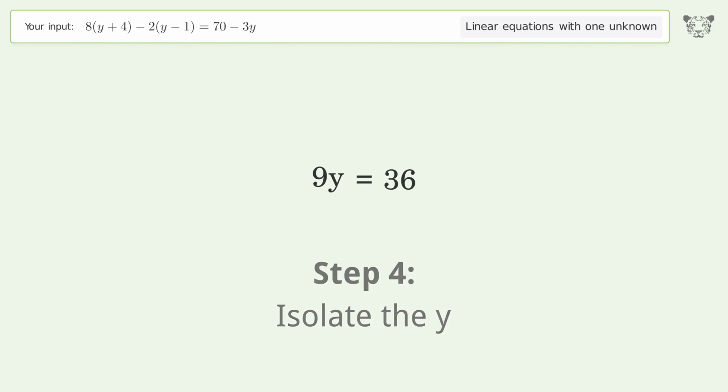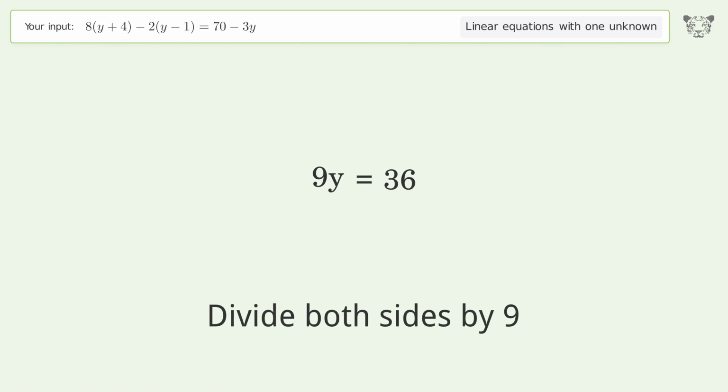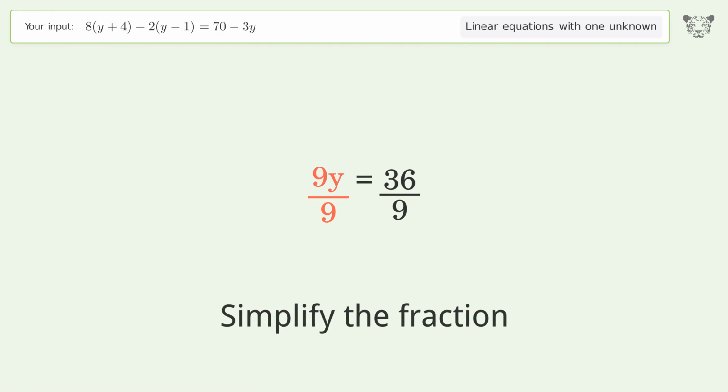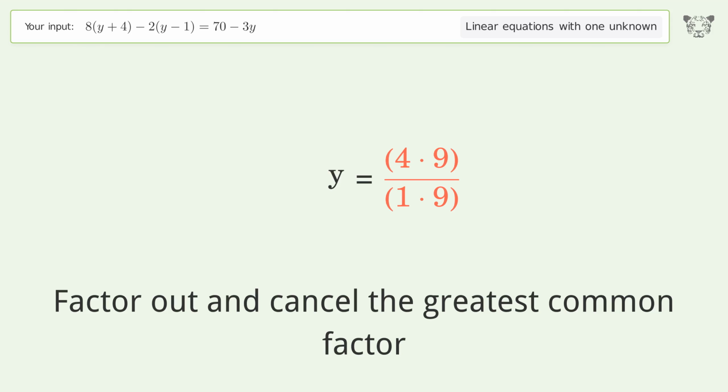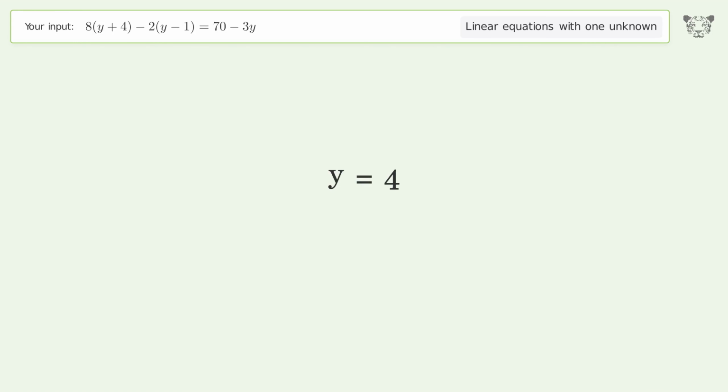Isolate the y. Divide both sides by 9. Simplify the fraction. Find the greatest common factor of the numerator and denominator. Factor out and cancel the greatest common factor. And so the final result is y=4.